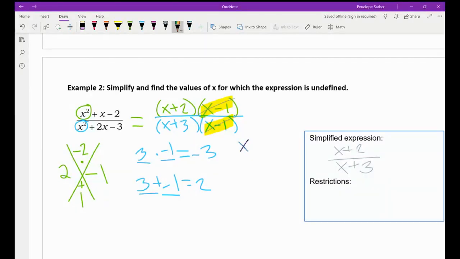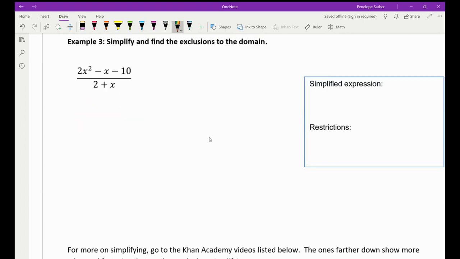Restrictions would be when your denominator turns out to be 0. So if x plus 3 was 0, x would be negative 3. If x minus 1 was equal to 0, then x would be a positive 1. All right, so our restrictions, we definitely do not want x to be equal to a negative 3 or to a positive 1. All right, last example for the day.